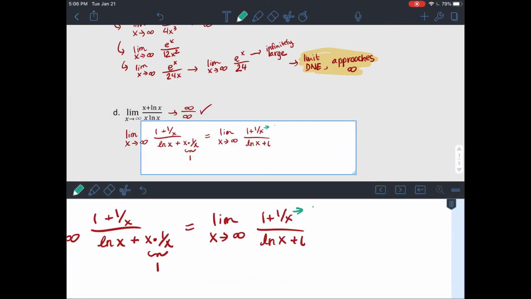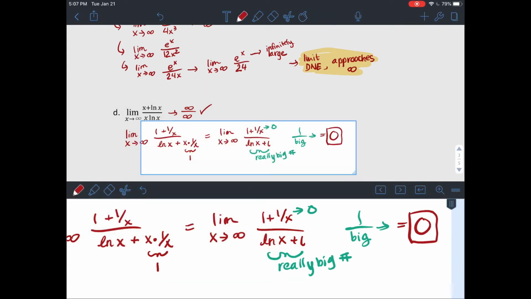The denominator is just getting larger and larger and larger. Natural log doesn't grow very fast, but it just keeps getting bigger and bigger and bigger. So you have 1 over some really big value. It just keeps getting bigger and bigger in the denominator. So the value of that limit is going to be equal to 0.